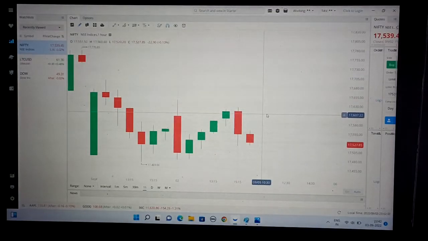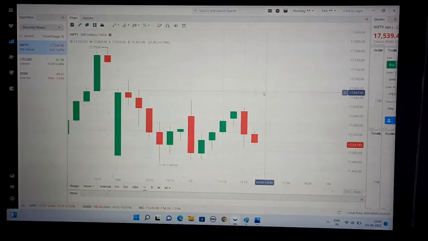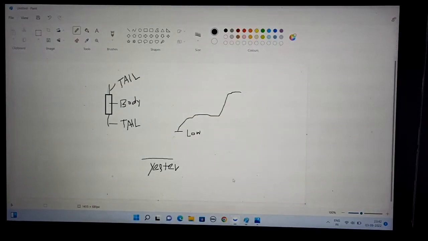This is the application Webull. In that application, I have opened a chart of Nifty 50, because I trade in Nifty 50. So I have opened this chart, and here we need to know what a candle is and how it is recognized.